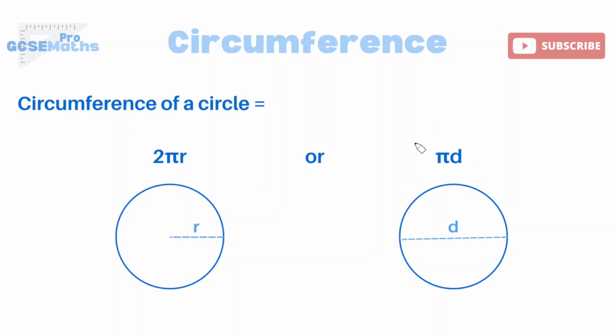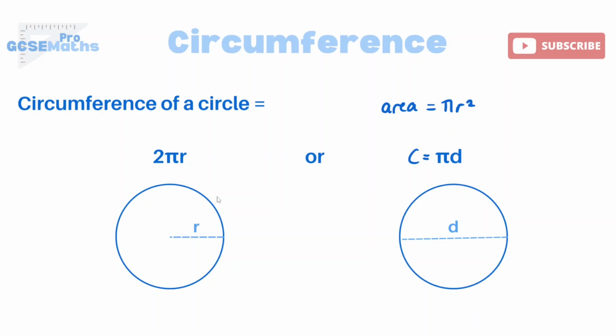I personally prefer to go with pi d, because when we're looking at area of a circle, which we'll come on to in the next series, the area of a circle is pi r squared, and I just personally feel like pi r squared and 2 pi r are quite similar, and I don't want to get them mixed up. So I personally prefer to have the area as pi r squared, and then the circumference as pi d, pi times diameter. But it's completely up to you.